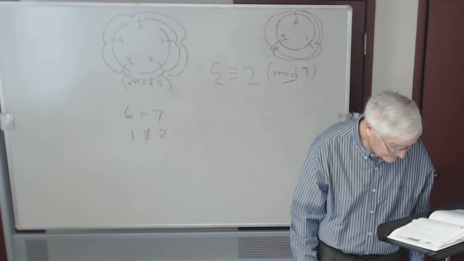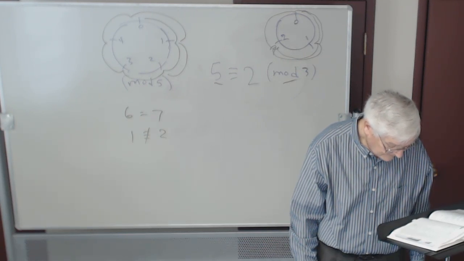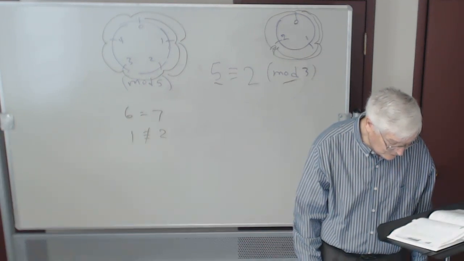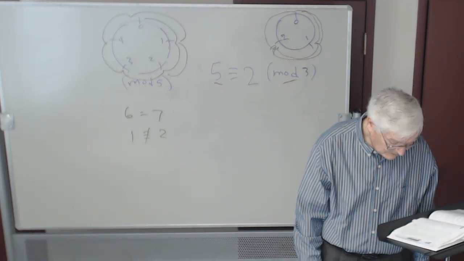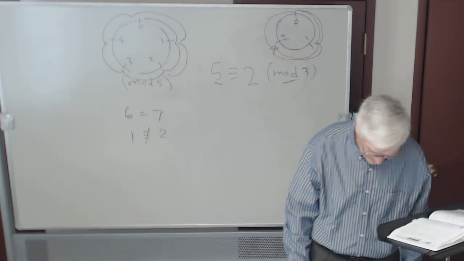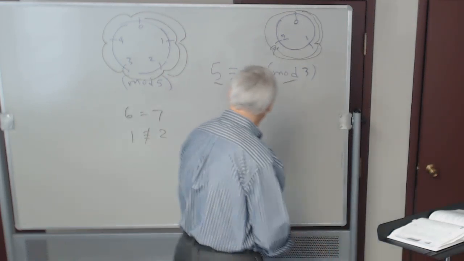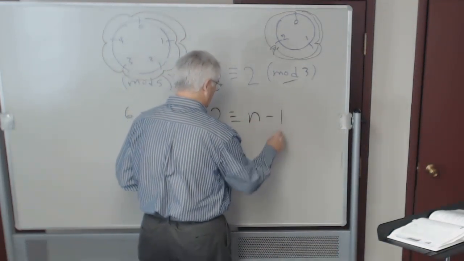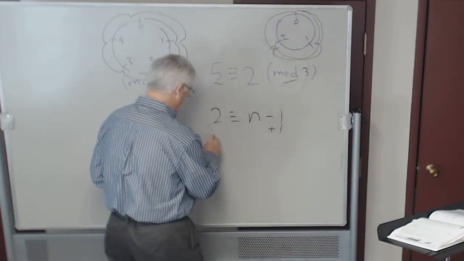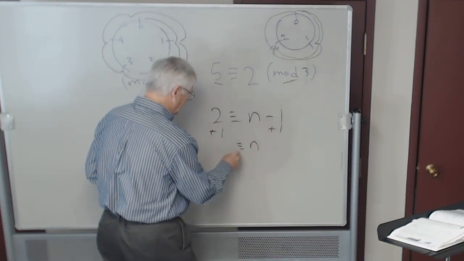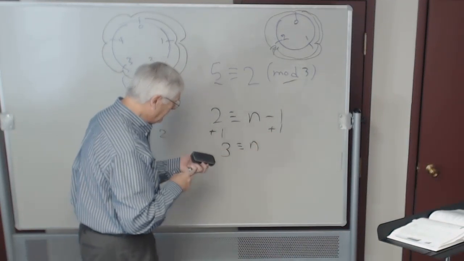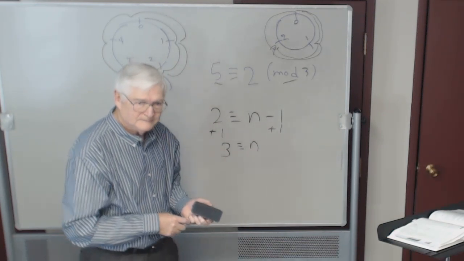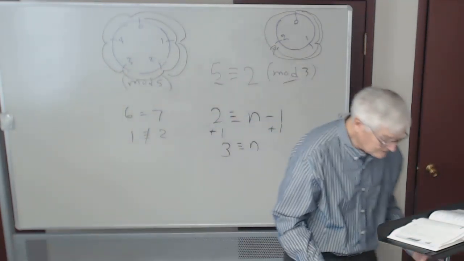Number 68. 2 equals n minus 1. Add 1, add 1. So what does n equal? 3. Everybody see what's going on? Just rewrite the subtraction as addition.